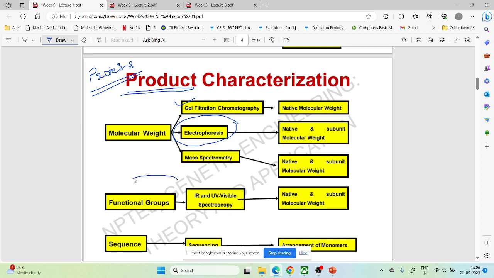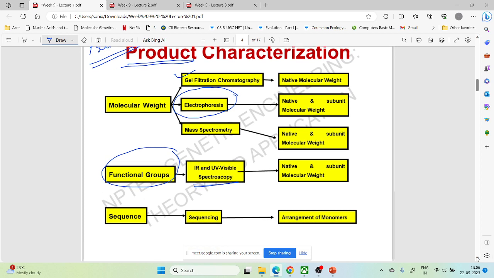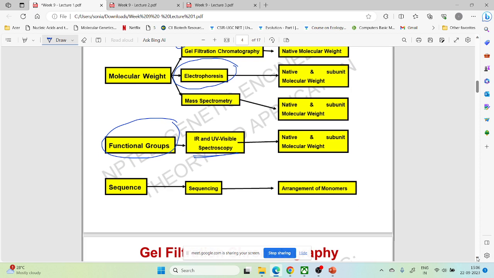Then, for the functional group characterization, we can have many spectroscopy methods that we might be studying in our subsequent lectures. And then the sequence: what is the sequence of your proteins and how the different amino acids and the different monomers are arranged. These pieces of information will tell us about our product.